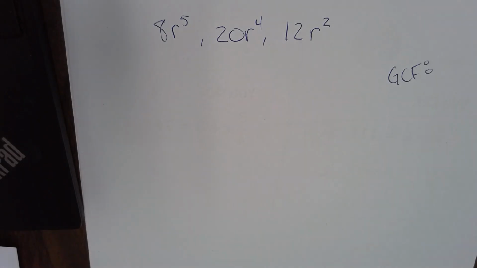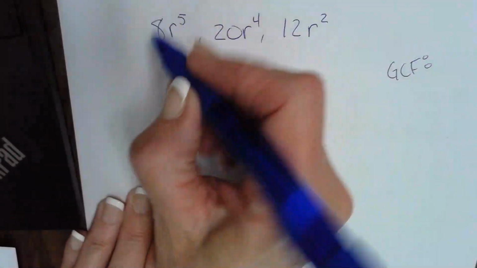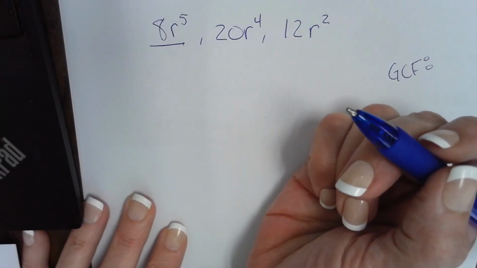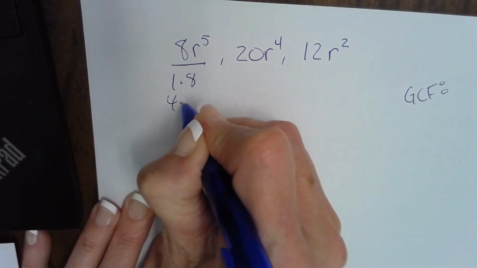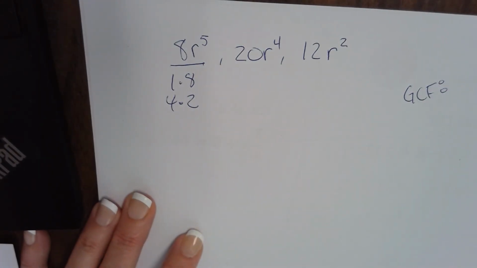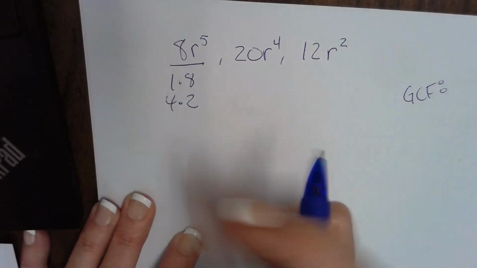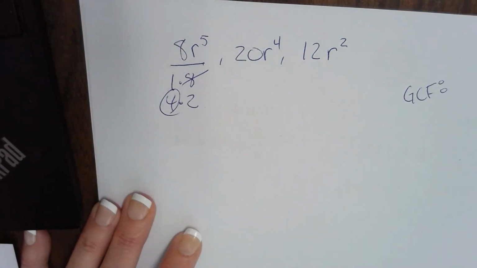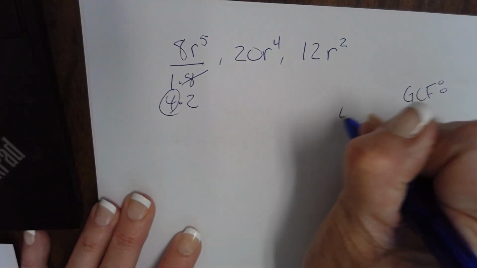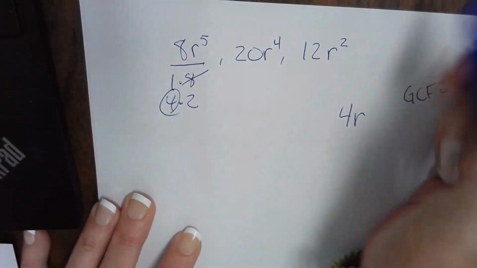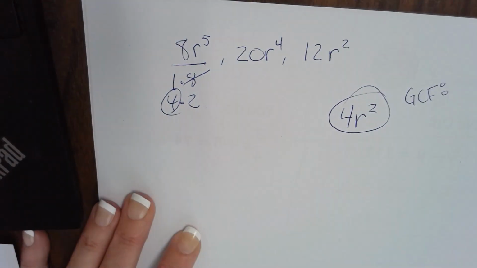All right, folks, so I take my smallest number. 1 times 8, 4 times 2. This is the shortcut. So now I start with the biggest. 8 won't work, but 4 works in all the rest. 4 goes into 20 and 4 goes into 12. And then R is in all 3. I pick the smallest power. Good?